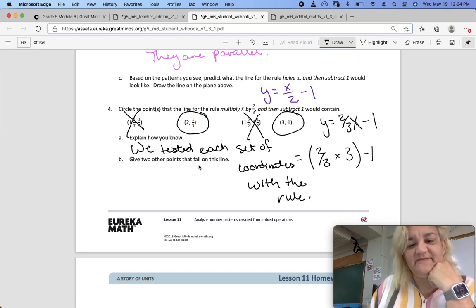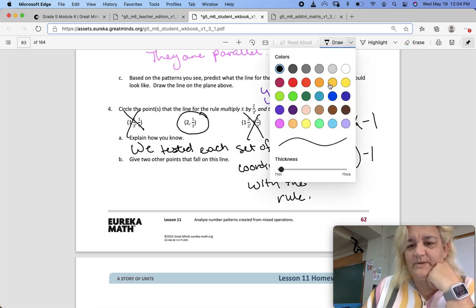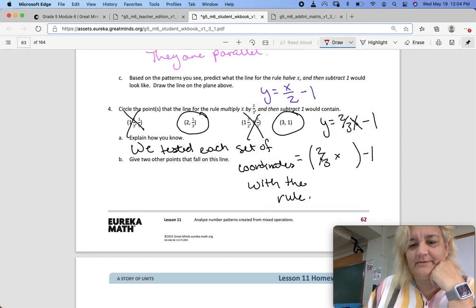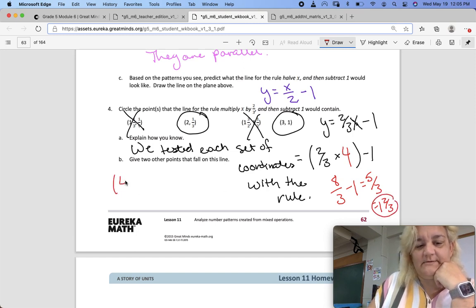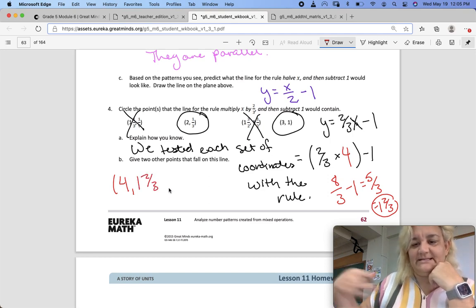Okay, give 2 other points that fall on this line. Well, let's give 2 other points that would fall on that line. If we tried with the number 4, 4 times 2/3 would be 8/3. 8/3 minus 1 would be, well, that would be 3/3, right? So that would be 5/3, which equals 1 2/3. So if x was 4, y would be 1 2/3, and that would be on the same line. My hand is getting tired.